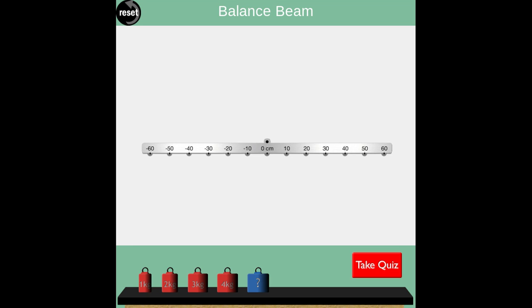Okay. I'm going to take the 2 kilogram mass and I'm going to place it on one of these hangers down here. Let's say this one that's 20 centimeters away from the axis of rotation, and it just rotated the system. It tilted it to the right?